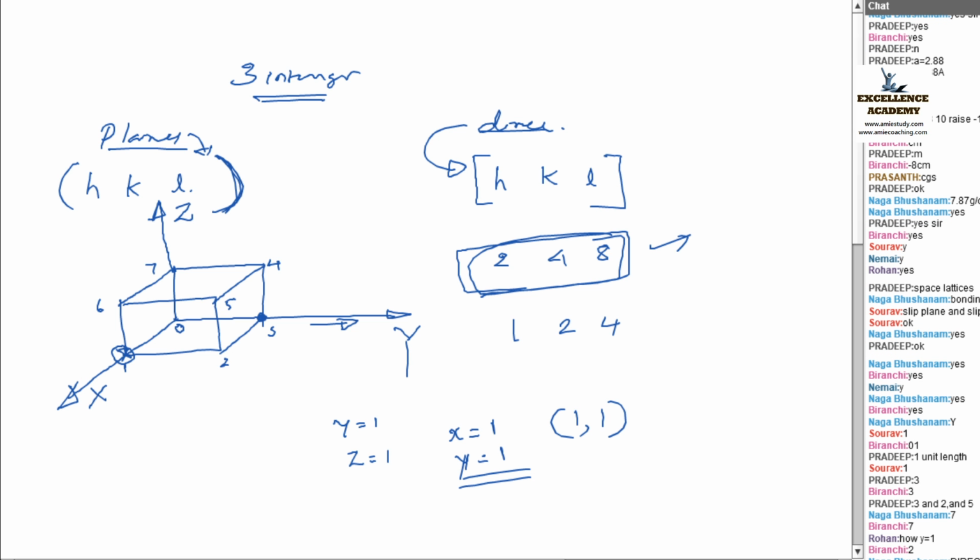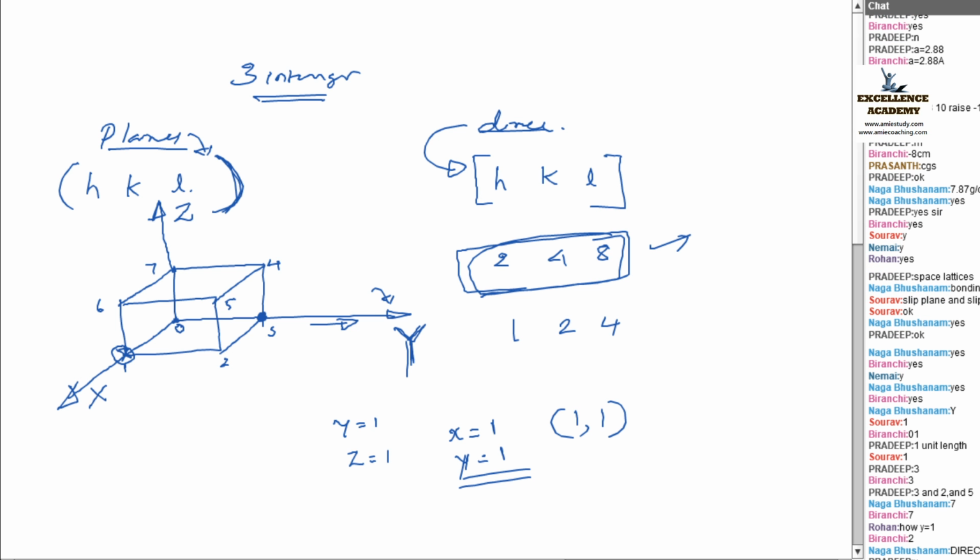Rohan asked me why y is equal to 1. One minute, please. This is my y-axis, Rohan. And then here we know that from O to 3 is on which axis? It is on the y-axis. So when y is equal to 1, which is the point? 3 is the point.